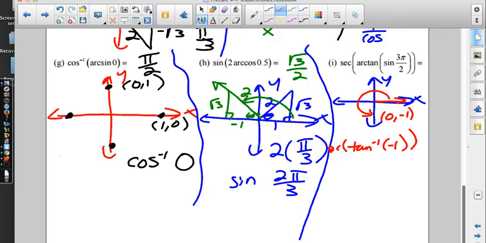So tangent, inverse tangent of -1. Now we're in the PBR. We don't have any choice. We're in the PBR. So for tangent, if it's -1, should we be using quadrant 1 or quadrant 4? Quadrant 4. How are you going to get the -1? What kind of triangle? 45, 45, 90.